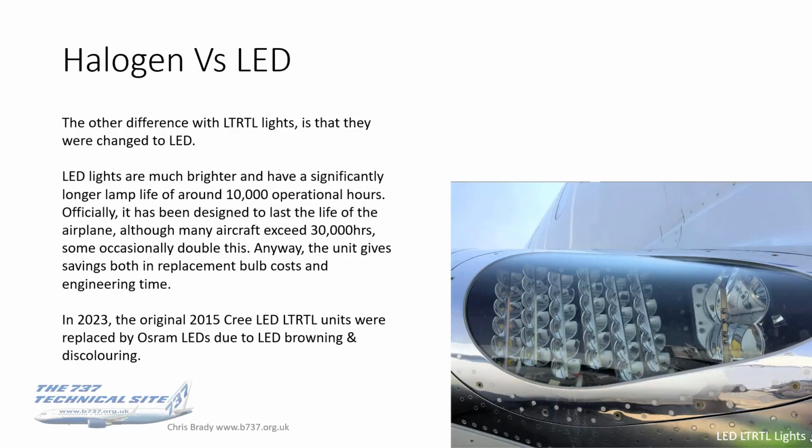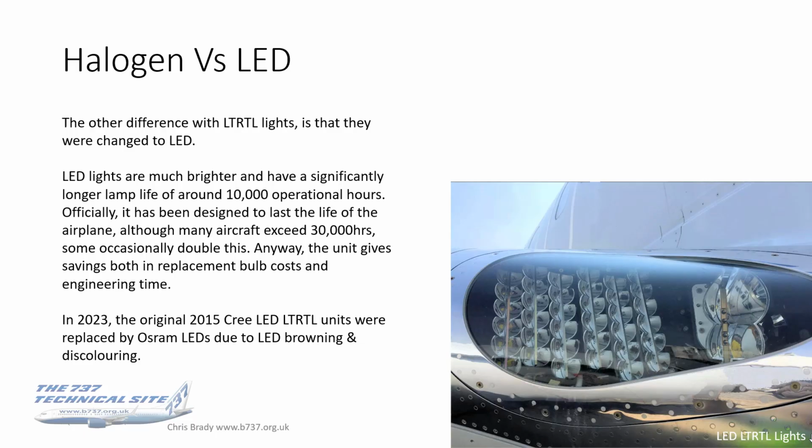The other difference with the LTRTL lights is that they were changed to LEDs as opposed to the halogen PARs. LEDs, as you probably know from your car or your house these days, have been around in common usage for 10 years or more. They've got the same advantages in the aircraft as they have in your car and in your house. They're much brighter, with much less electrical consumption, lower power for the same luminosity.